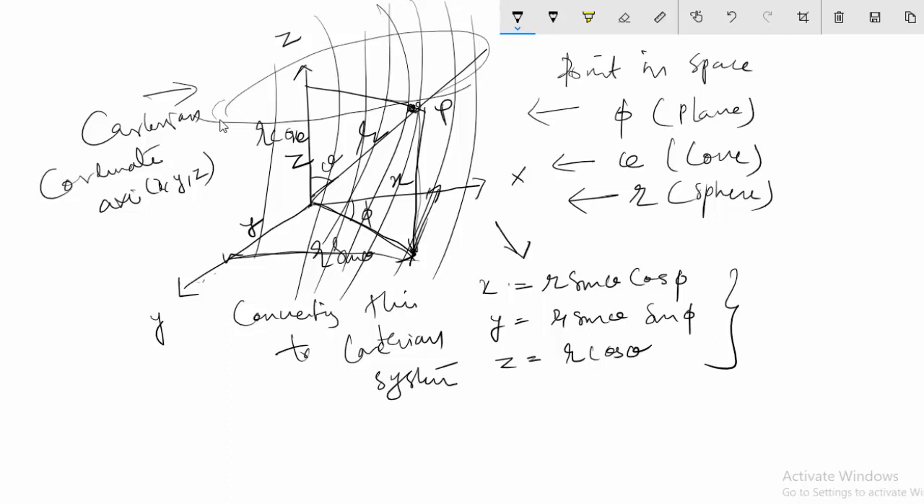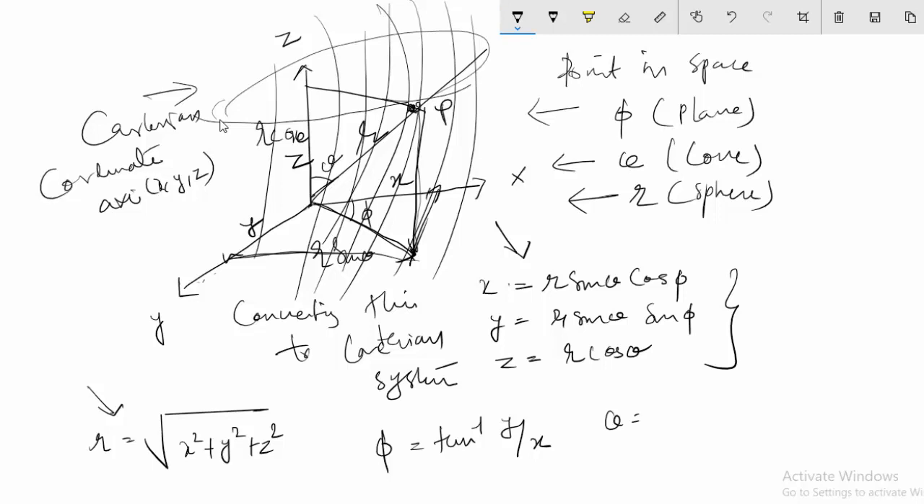So in this way it was possible to convert the values from one coordinate system to the other coordinate system. And again, r is equal to square root of x square plus y square plus z square, so you can find your r, and then again it's possible to find phi using tan inverse of y by x. And you can find theta is equal to cos inverse of z upon square root of x square plus y square plus z square.